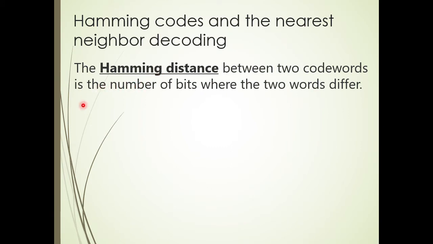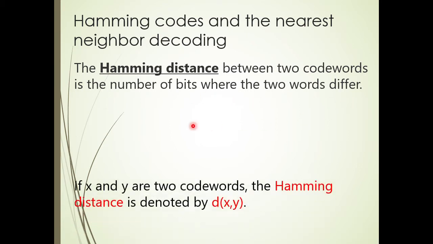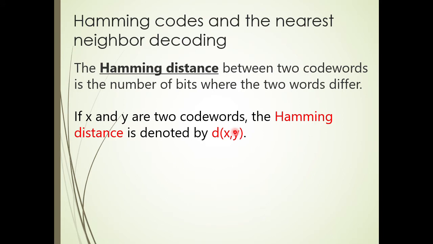The Hamming distance between two code words is the number of bits where the two words differ. If x and y are two code words, the Hamming distance is denoted by this symbol. Now let's demonstrate the Hamming distance using some examples. What is the Hamming distance between 0010 and 1100? Notice that these two code words differ in the first, second, and third bits. Therefore, the Hamming distance is 3.